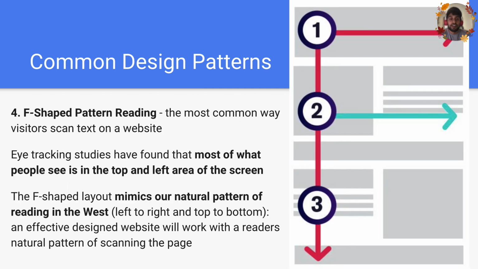Number 4 is an F-shaped pattern of reading. The F-shaped pattern is the most common way visitors scan text on a website. Eye tracking studies have found that most of what people see is in the top and left area of the screen. The F-shaped layout mimics our natural pattern of reading, at least in the West, left to right and top to bottom. An effectively designed website will work with the reader's natural pattern of scanning the page.